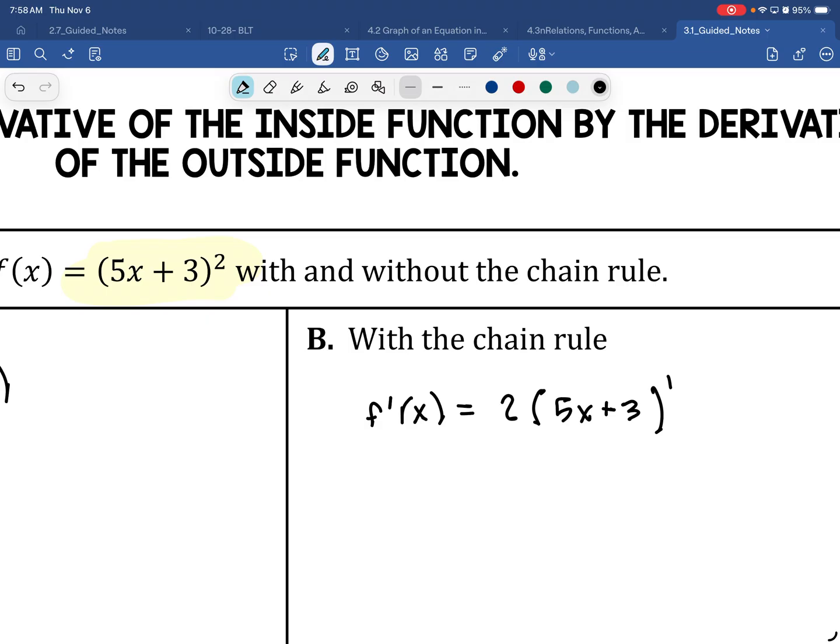That's the power rule. Then the chain rule kicks in and says, hey, after you do the derivative of the outer function, multiply what you get when you take the derivative of the inner function. Well, 5x plus 3 is on the inside. What is the derivative of 5x plus 3? 5. So I'm just going to multiply this by 5.